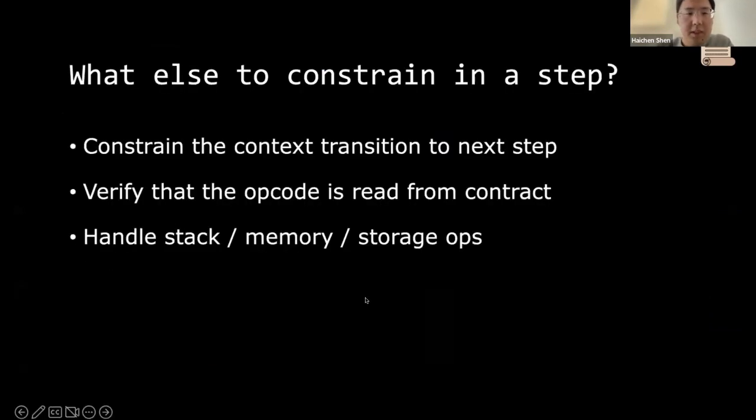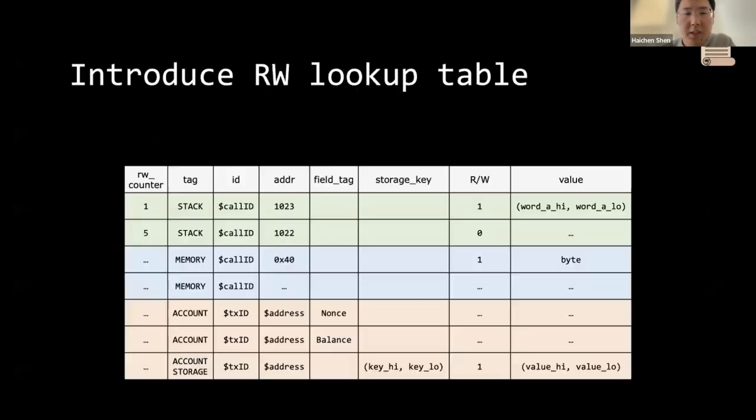Okay, the third thing you need to constrain inside the step is that you handle the stack, memory and storage operations correctly. This is a more complicated case, but the approach is quite similar to how you constrain the bytecode and opcode correctly: you introduce another lookup table. Here we call it the RW lookup table, for all the reads and writes that happen inside the execution. This is what the RW lookup table looks like.